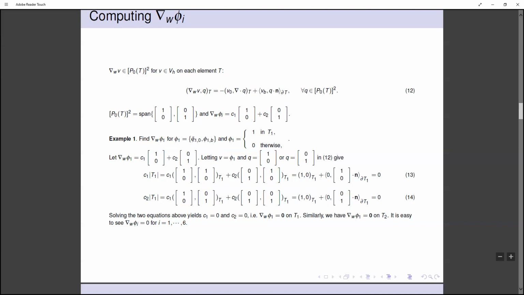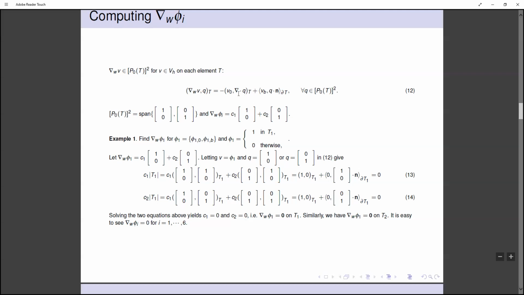Now let's see. On the left-hand side, you replace the weight gradient of V and the weight gradient of phi1 by this. Okay. Then testing Q with 1, 0. So that gives us the left-hand side. Then let's look at the right-hand side. Right-hand side, V0 here is phi1, 0. Let V equal phi1. Phi1 0 equals 1. So we have 1 here.